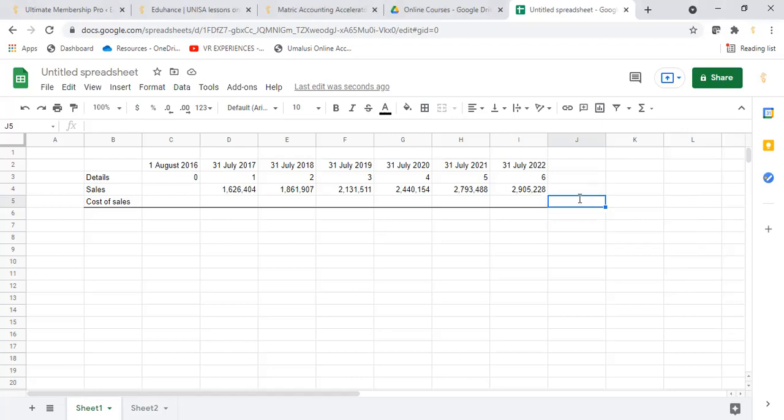1126864. So cost of sales is 1126864 divided by the sales of 1420868. So that is the percentage. So what you can do, if you want to be more proper, what am I going to do? I'm just going to do this here.